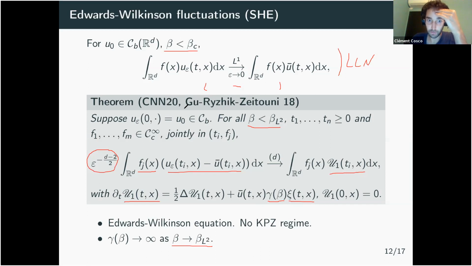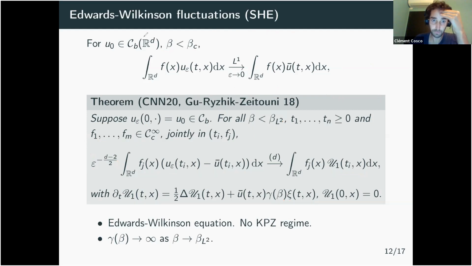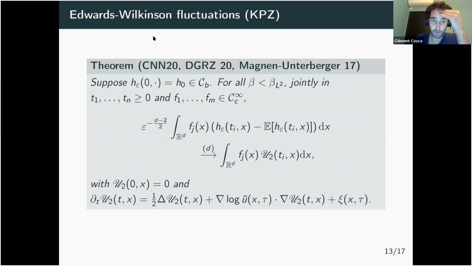Now, what we did with Shuta and Makoto was to extend the results of Gurezek and Zaitouni, which was for beta much smaller than beta L2, and we extended it to the whole beta L2 region. And we also extended it to joint convergence in time and space, which was not done before. Now we also proved it at the level of the KPZ equation.